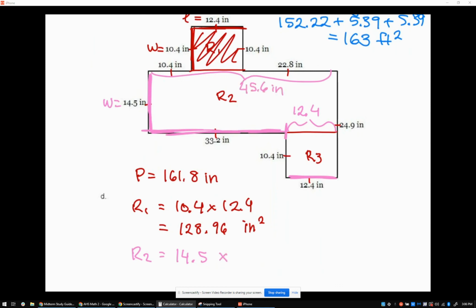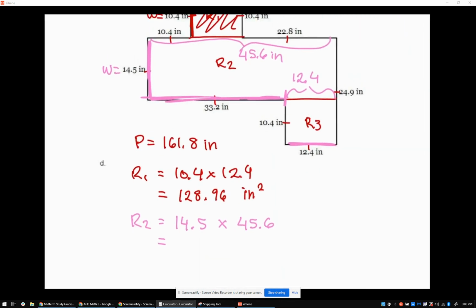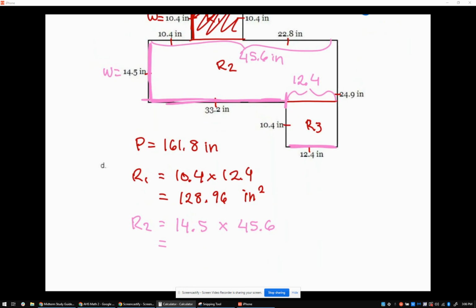So we can multiply that by our width. 14.5 times 45.6 is 661.2 inches squared. And nice enough, rectangle 3 is actually the same size as rectangle 1, so we already know that that is 128.96.